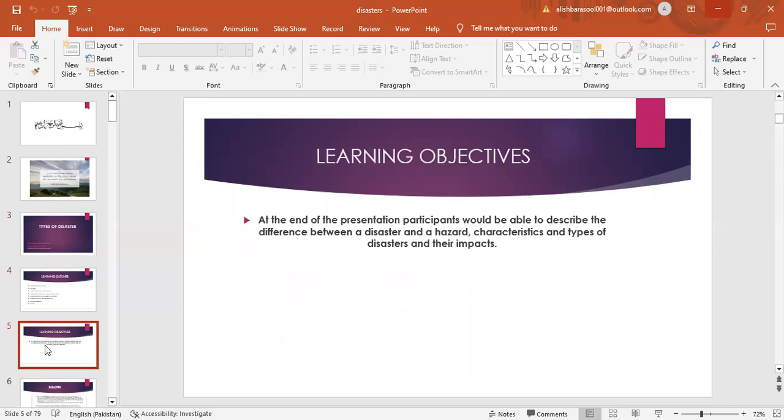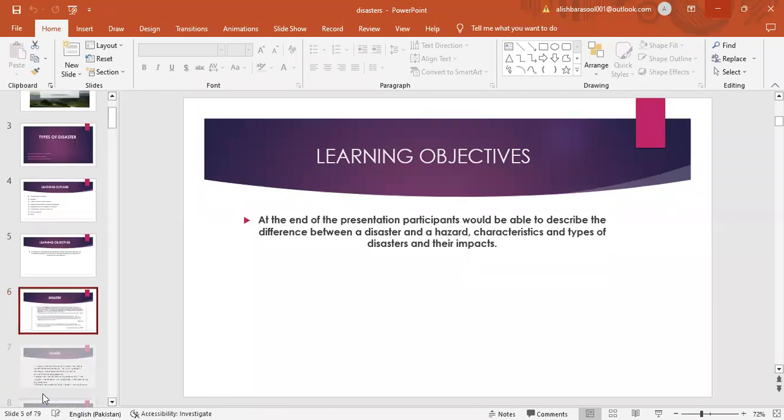Learning objective: At the end of the presentation, participants would be able to describe the difference between a disaster and a hazard, characteristics and types of disasters and their impacts.